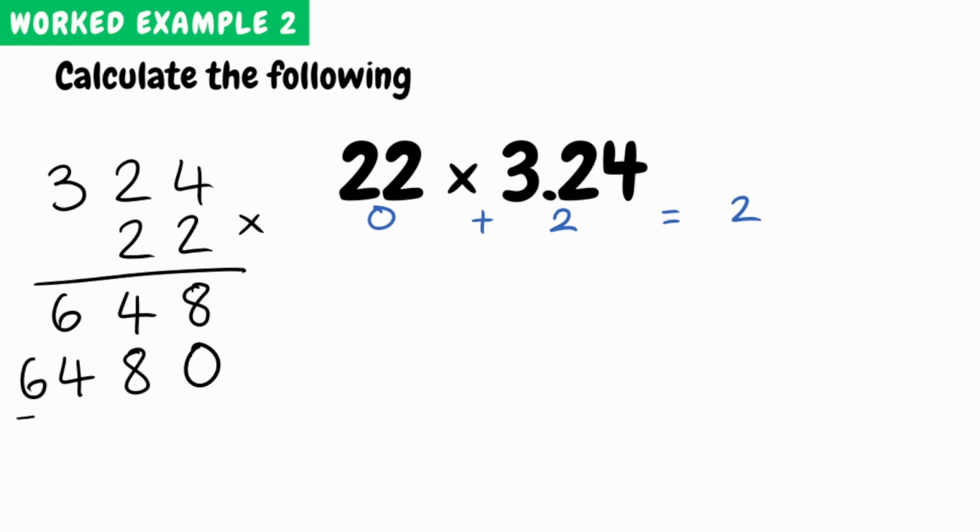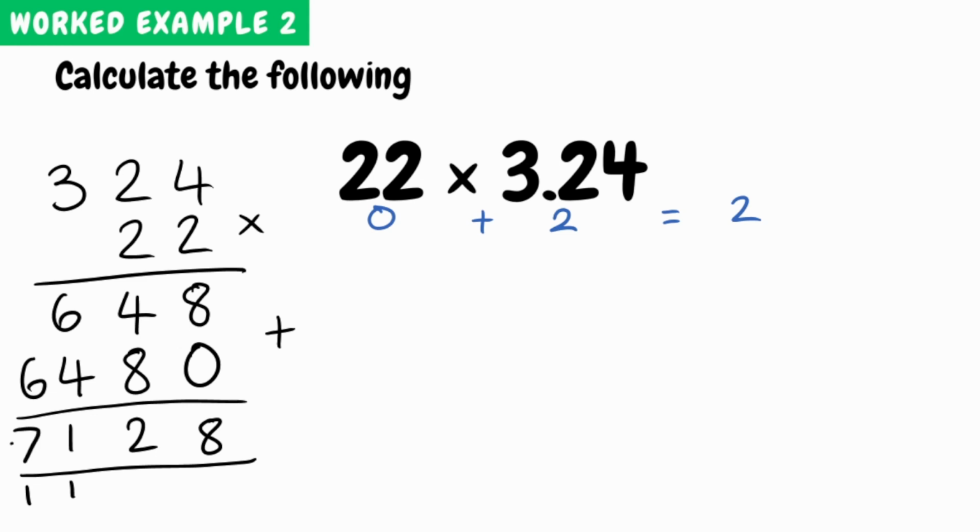Now with these two numbers, we're just going to add them together. So 8 add the 0 is going to give us 8. We've then got 4 add 8, which is 12. So I'm going to put a 2 here, carry over the 1. We've then got 6 add 4, which is 10. Add on that 1 we've carried over is 11. So a 1 here, carry over the other 1. And then for this last bit, we've got 6. Add the 1 we've just carried over. That's going to give us 7. So we know the digits in our answer are going to be 7, 1, 2, 8.